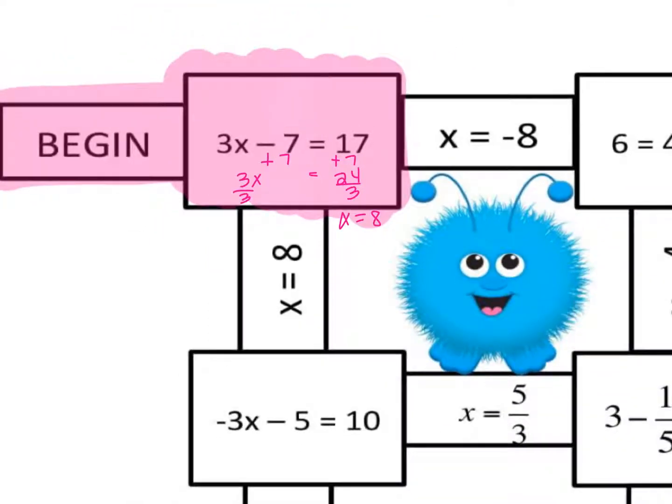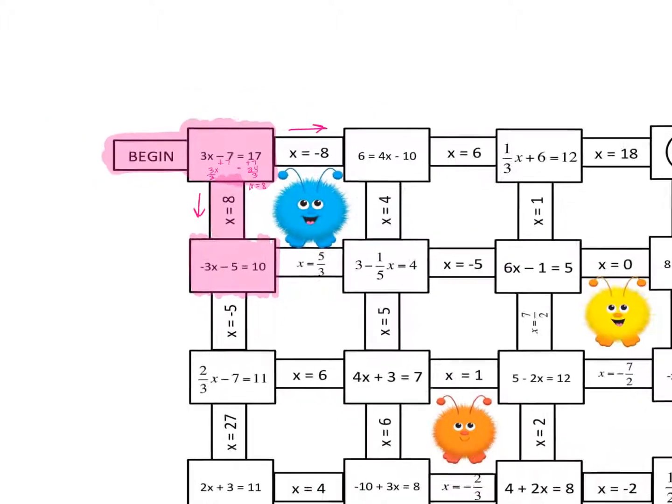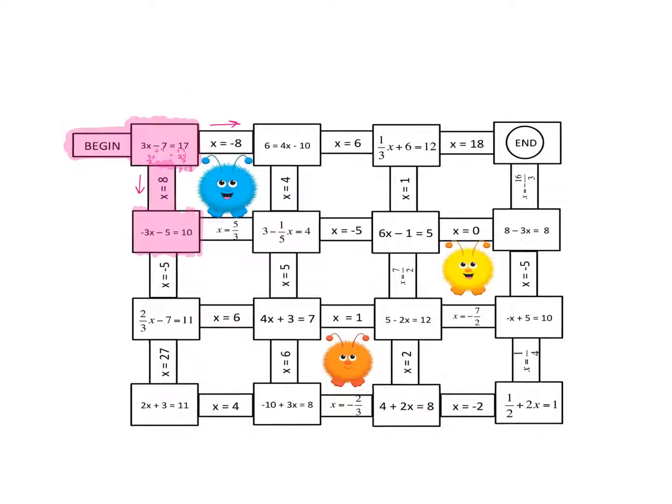If you look at the two directions I can go, I can either go this way or this way. I'm going to choose the one that has the correct answer. So in our case, we are going to go down. And then you would work on this equation, and so on and so forth. Once you get the correct answer, you go in the direction which has your answer. Once you do the problems, you should end up over here where it says end.